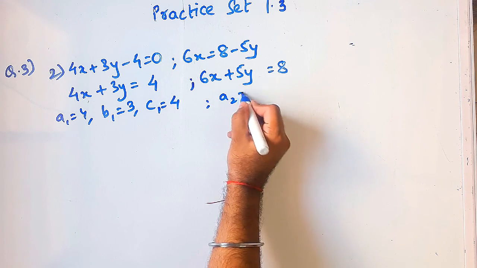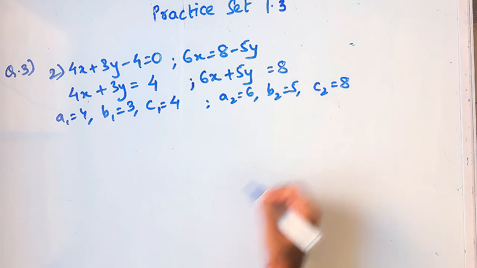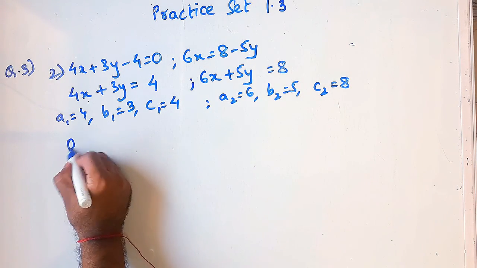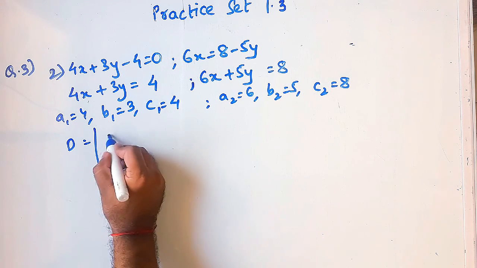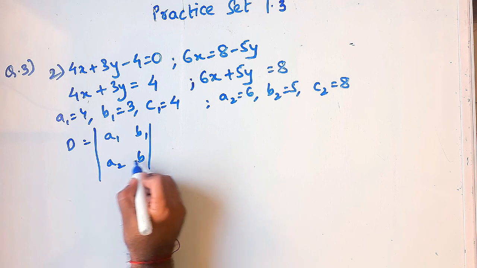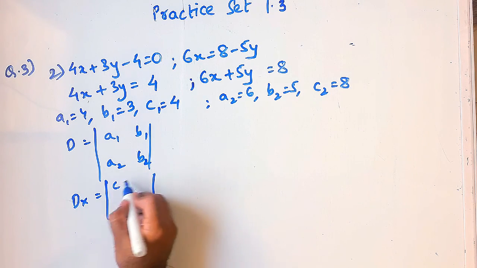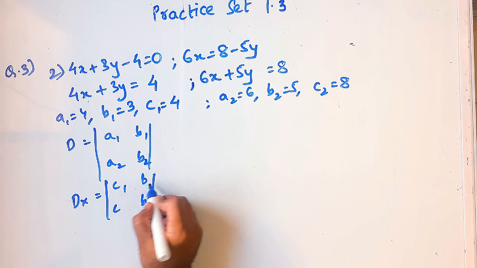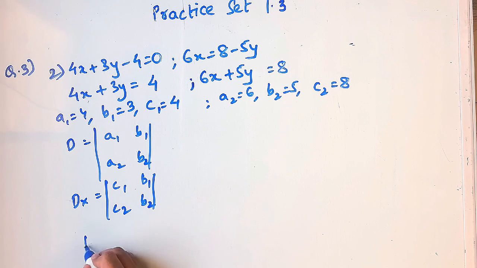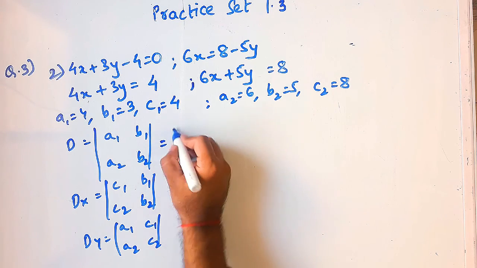Here a2 is 6, b2 is 5, and c2 is 8. Now you will tell me the formula for D. D is AB, so this is A1 B1 A2 B2. What about Dx? It is C1 B1 C2 B2, and Dy is AC. Remember, so A1 C1 A2 C2.